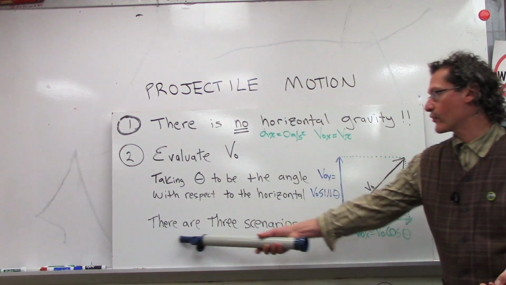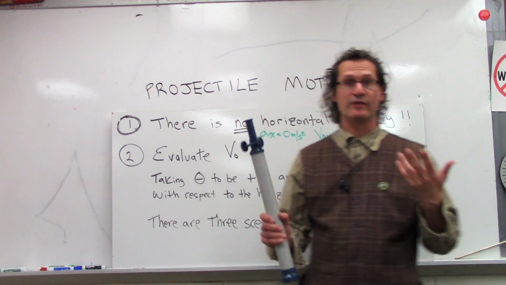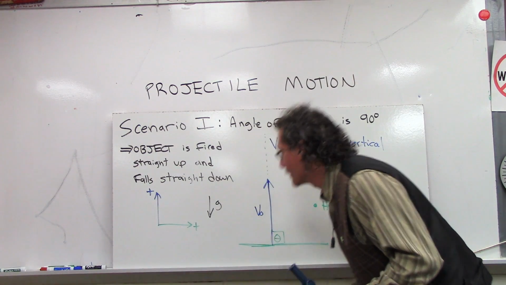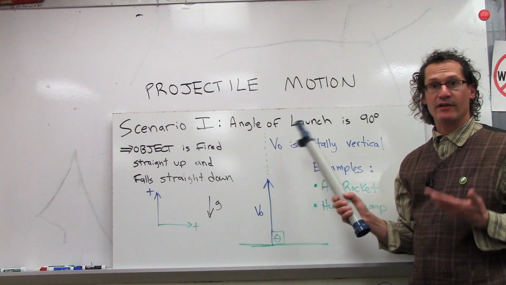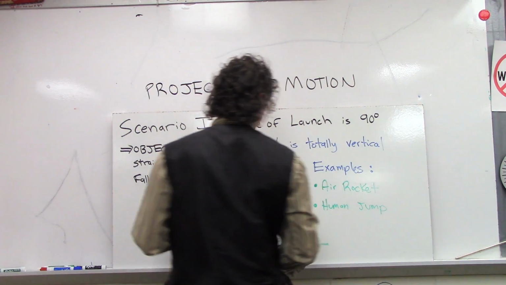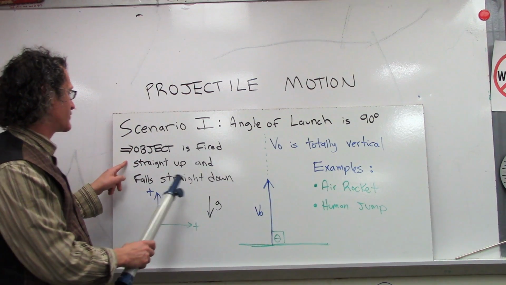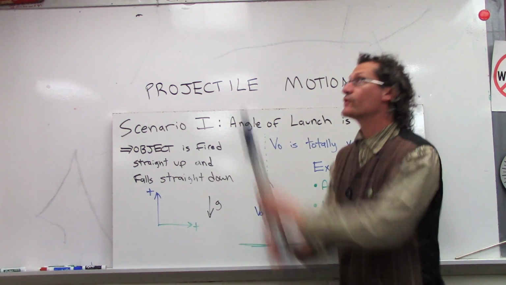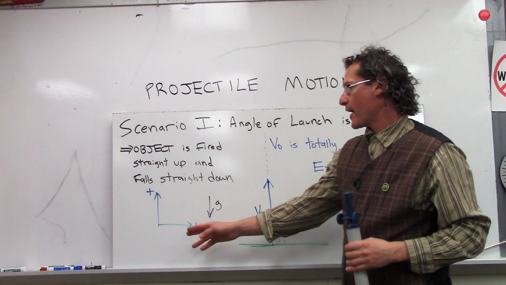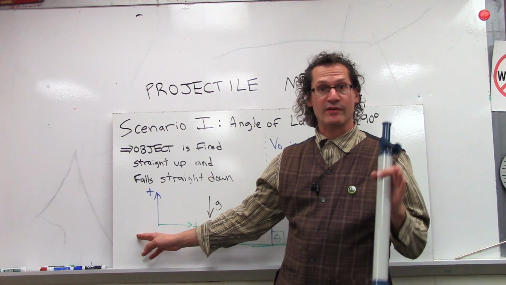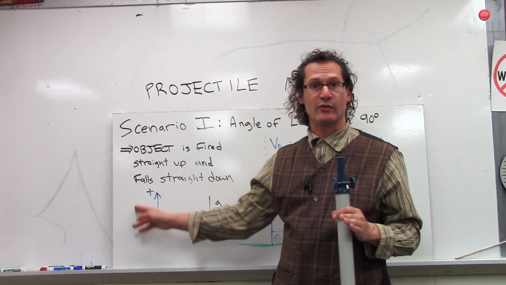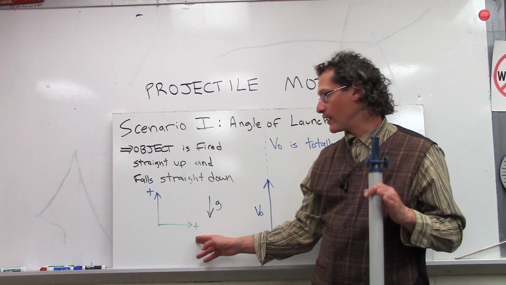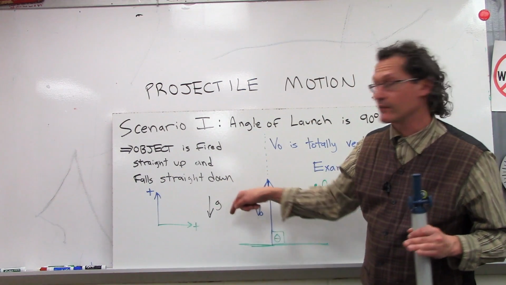There are three scenarios. Let's take a look at those three situations right now. Scenario number one. The angle of launch is 90 degrees. That's our situation. Okay? What does that mean? Well, it means that the object is fired straight up and falls straight down. Like so, up and down. And I've established a neat, dandy coordinate system here that indicates that the positive direction is up. That's the blue vector. Green vector to the right. That is positive for the horizontal. And my g is down relative to this.